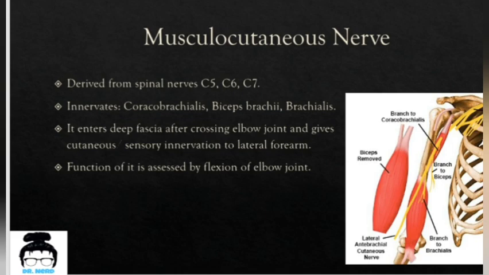Musculocutaneous nerve, it's derived from the spinal nerves C5, 6, and 7. An injury to the musculocutaneous nerve might be caused by upper trunk compression. The patient will have loss of forearm flexion and supination, and loss of sensation over the lateral forearm.